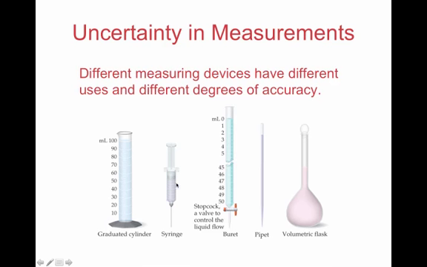So it's fairly accurate. A burette is also very accurate. Remember last year we used these in titrations. A pipette and a volumetric flask are both very accurate ways of measuring things. These are instruments used to measure volumes of liquids.